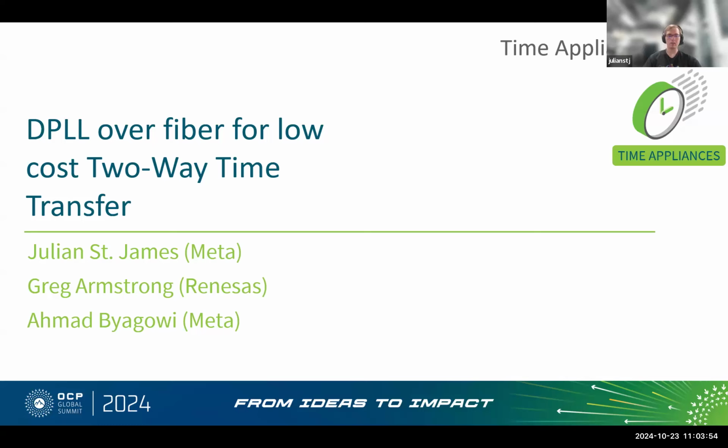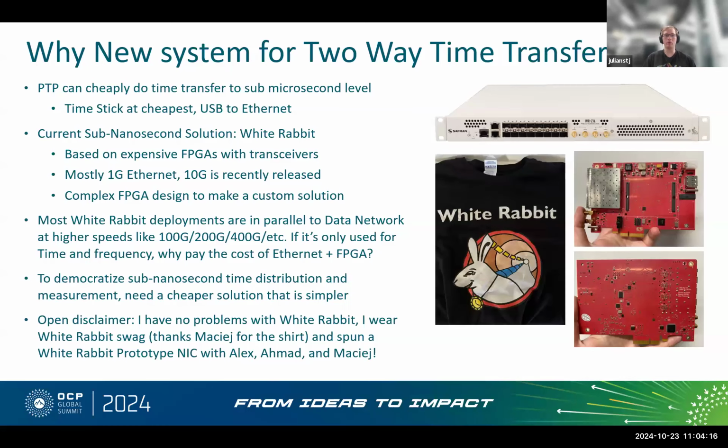Very good. Thanks, Ahmad. So my presentation today is about an architecture I came up with. I called it DPLL over fiber, for low-cost two-way time transfer. For this work, I collaborated with Greg Armstrong and his team at Renesas, because I mainly use their DPLL architecture, and also with Ahmad here. So let's start with the motivation. Why did I even come up with a new architecture?